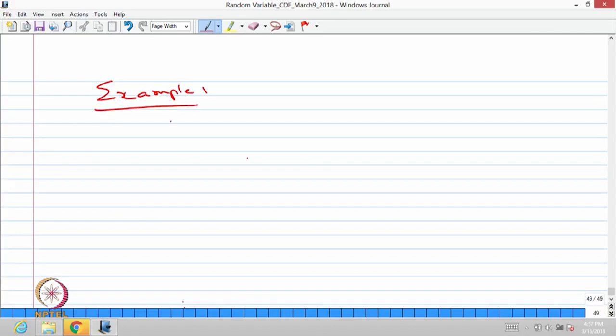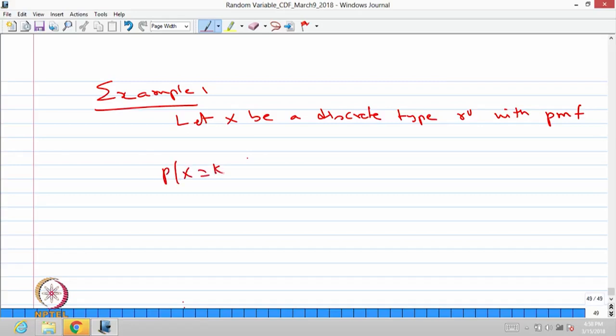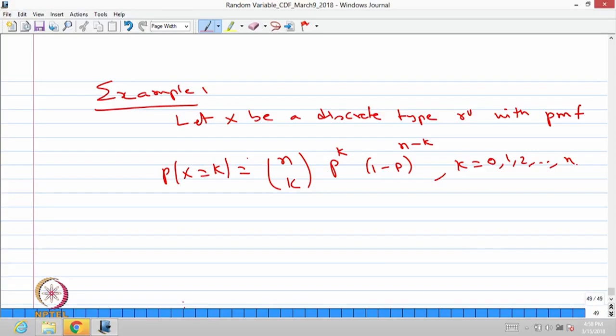Example 1. Let X be a discrete type random variable with probability mass function p of x equal to k, that is nCk p power k (1 minus p) power n minus k, where k takes the values 0, 1, 2 and so on till n, where n is a positive integer. Otherwise, the probability mass function is going to be 0.